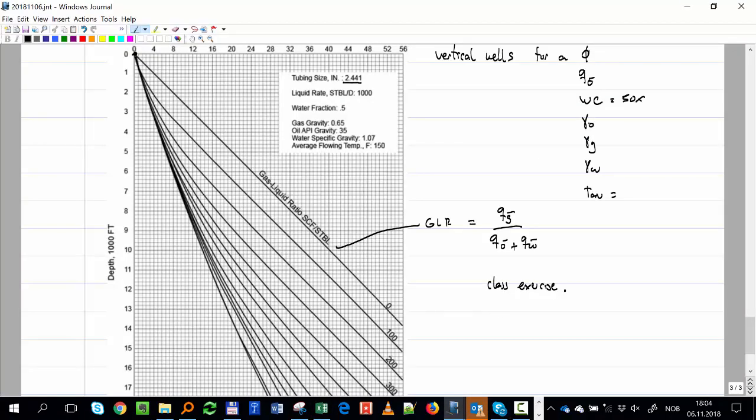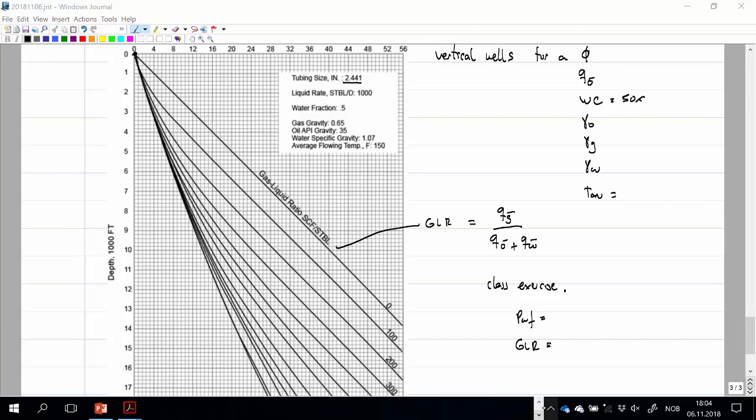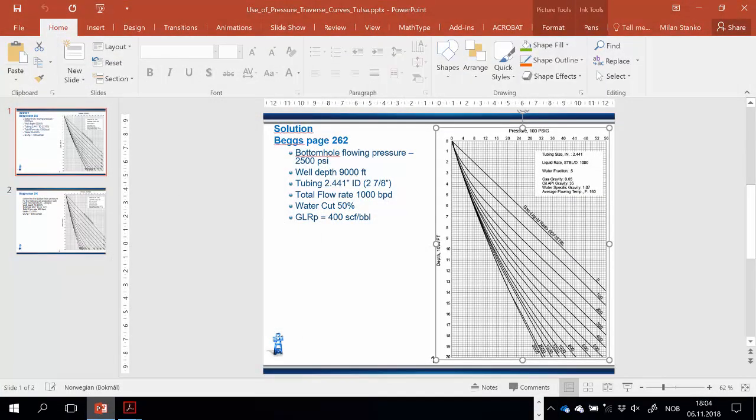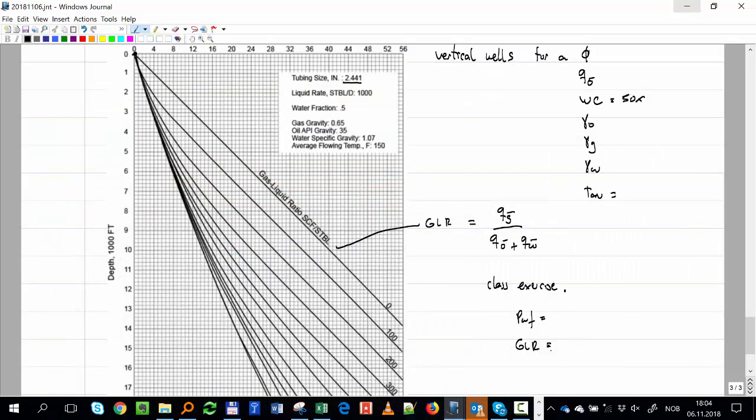Okay, so please could you tell me how much was it, PWF? Can you read so I can copy the information here? I know the GLR is, that's the example. The example we are doing is the one from page 262: 400 standard cubic feet per standard barrel.